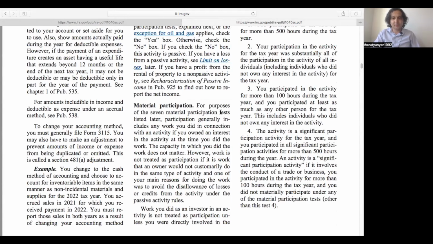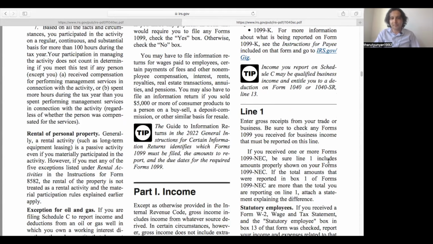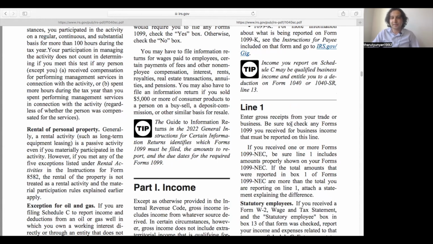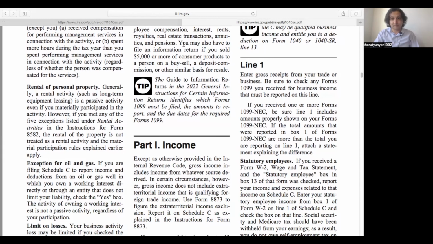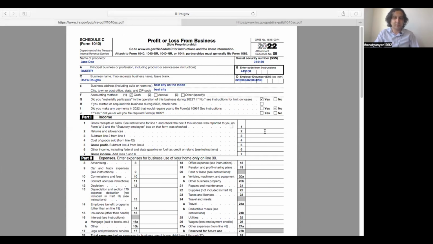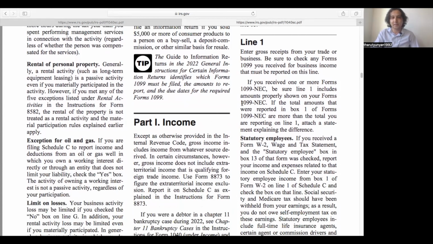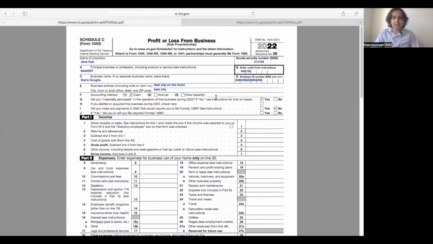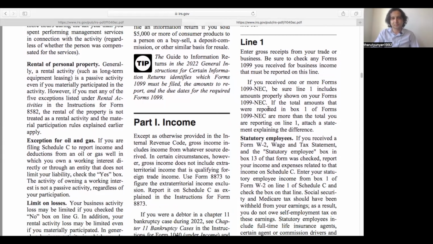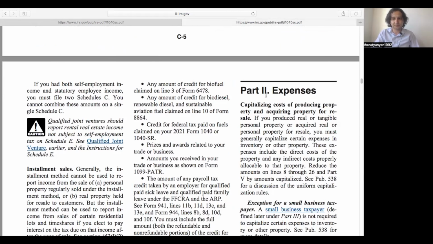Now, if we scroll down to line 1, we were interested. So enter gross receipts from your trade or business. Be sure to check any Forms 1099 you received for business income that must be reported on this line, right? And et cetera, et cetera. So anytime we're not sure what the line wants us to do, we can always check the instructions. Even though it's a large file, we can navigate very easily if we know what line we're looking for. We're looking for line 1, and it exactly tells us what to do.